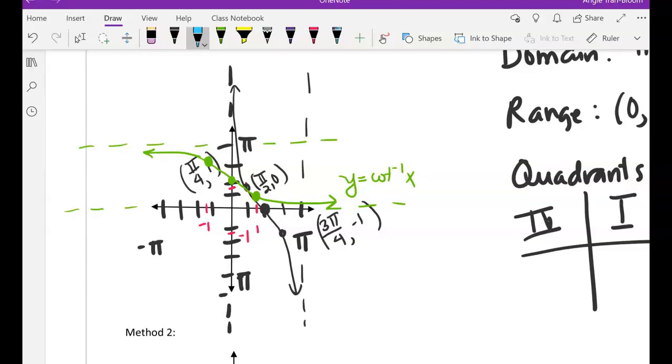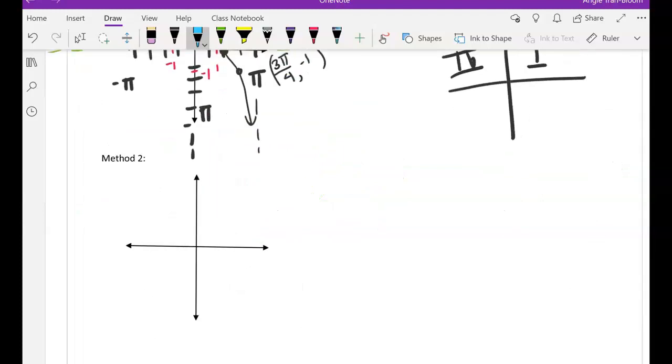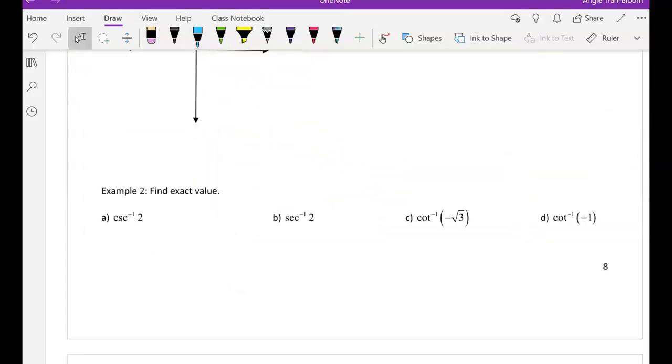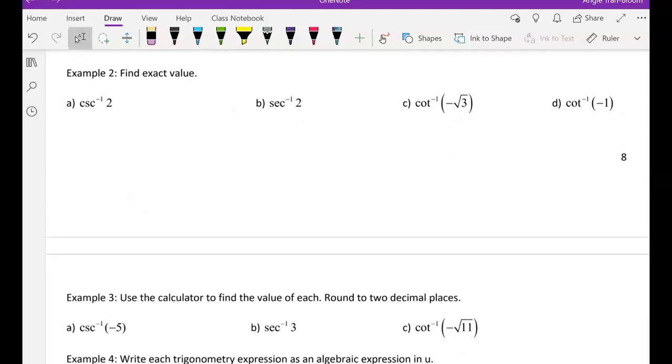Example 2 says, find the exact value. Calc or non-calc? Non-calc. Do you know how to find the answer to 2a? Try. If you don't, that's okay. Just talk to your friends about how to. What are the steps that you would need to take to find it? Talk it out. If you don't remember from Algebra 2 trig, totally okay.